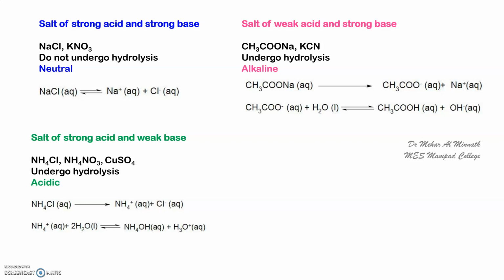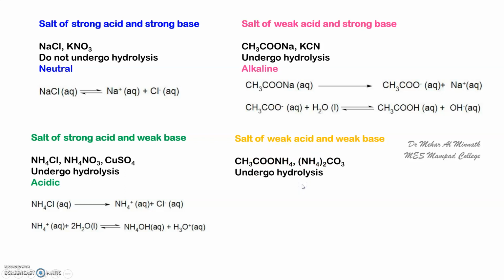Now the last case, that is the salt of weak acid and weak base. For example, ammonium acetate, ammonium carbonate, etc. Both the acid and base are weak, so both the ions come from weak electrolytes. So they undergo hydrolysis. The solution which we obtain from such a salt will be nearly neutral, or weakly acidic, or weakly basic.